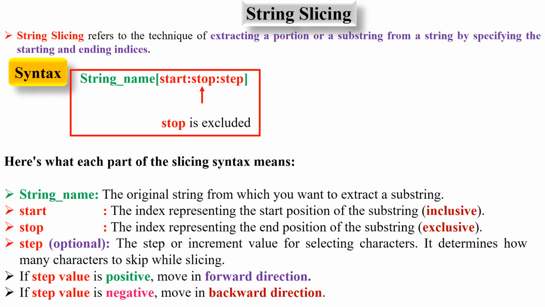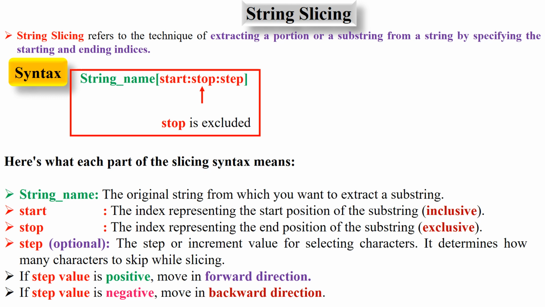In Python, string slicing refers to the technique of extracting a portion or a substring from a string by specifying the starting and ending indices. So what is a slice of a string? A slice of a string is a substring. This extracted substring is termed as slice.